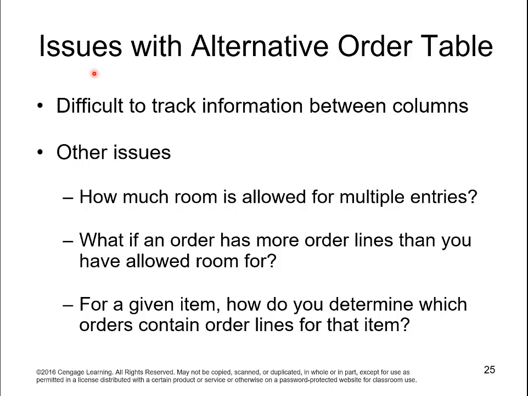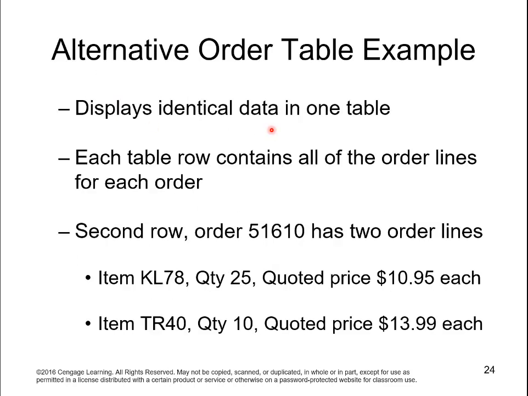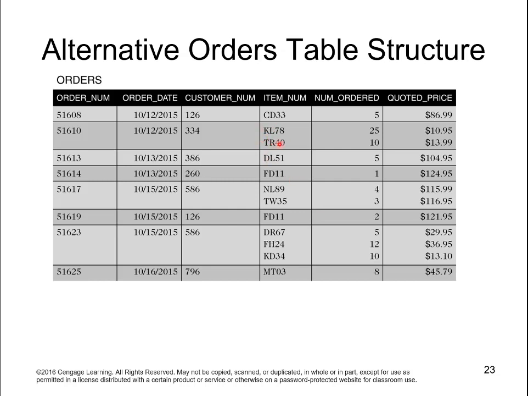This is where we talk about the reason why we don't really use this alternative order number: it's difficult to track information between columns. And then, how much room is allowed for multiple entries? How many rows should we allow in one order?